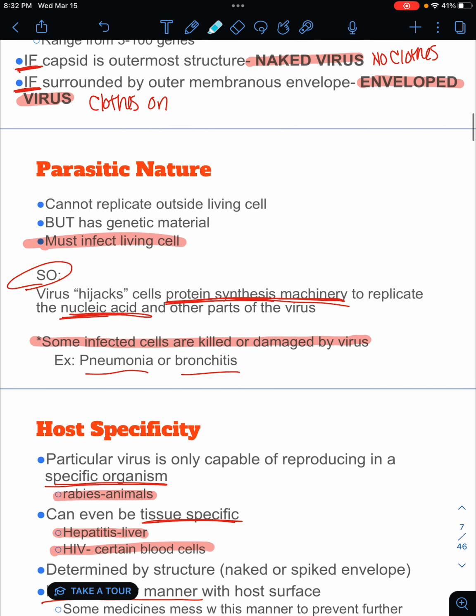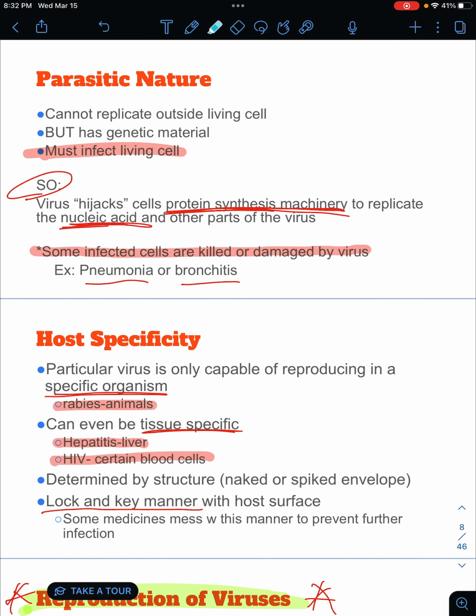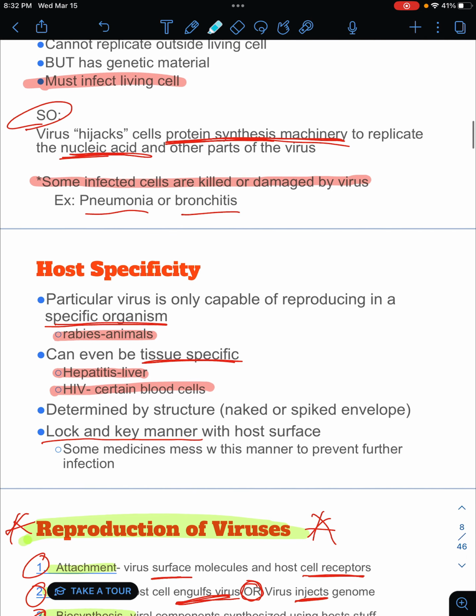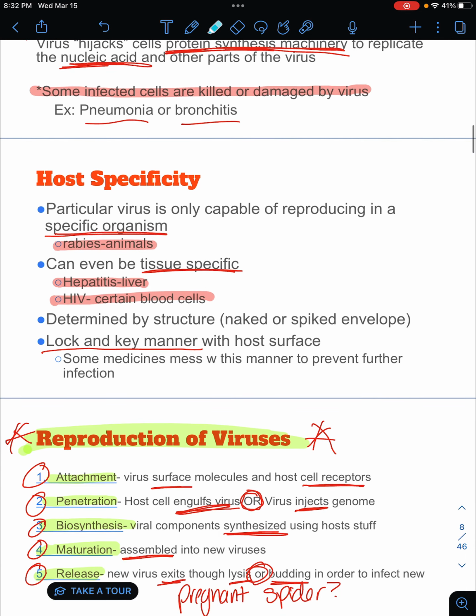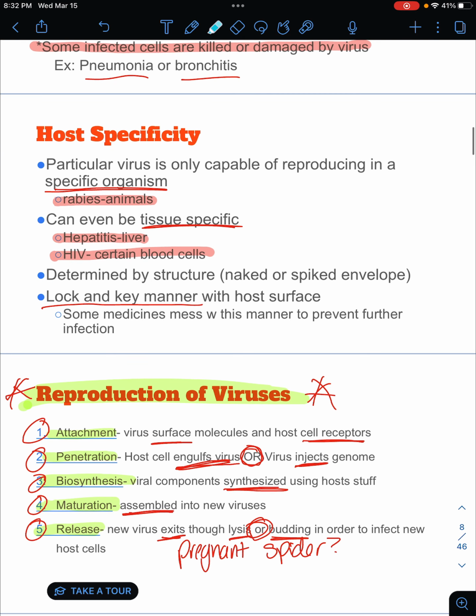We talked about it being parasitic. It must infect a living cell. Therefore, it hijacks the protein synthesis machinery to replicate whatever nucleic acid it has on the inside and any other parts that it needs. Okay, sometimes they actually end up killing the cell, or the cells are damaged by a virus. Some viruses are specific to organisms or a type of tissue. Those are some examples there. They usually land like a spaceship on the outside of the cell in almost this lock and key manner with these receptors. Some medicines we talked about mess with that manner.